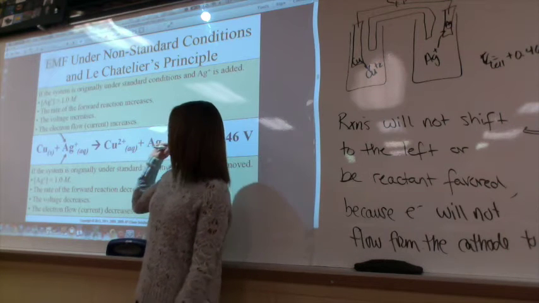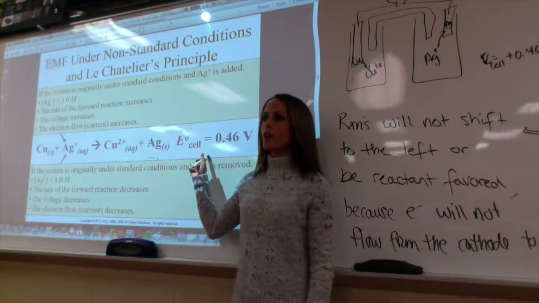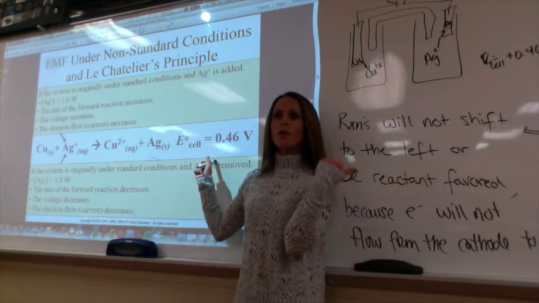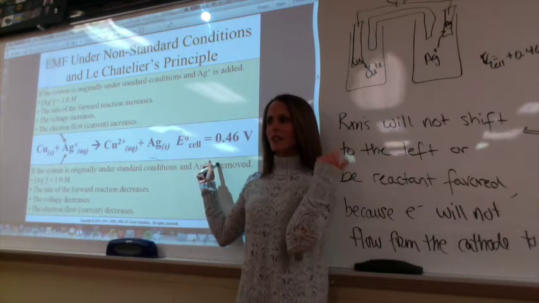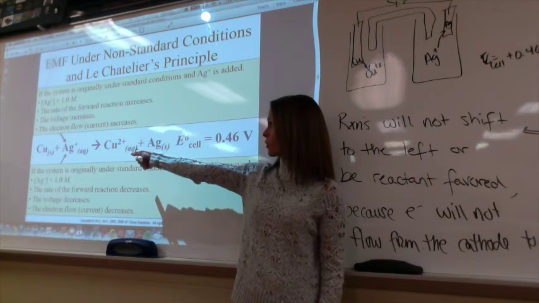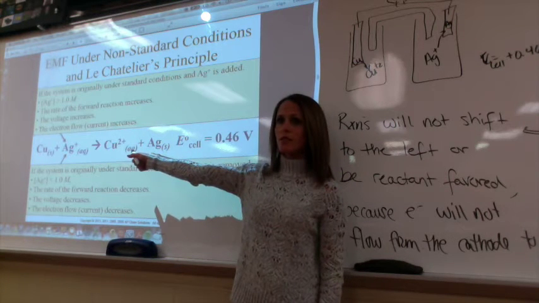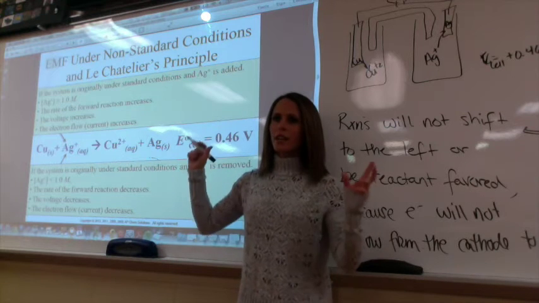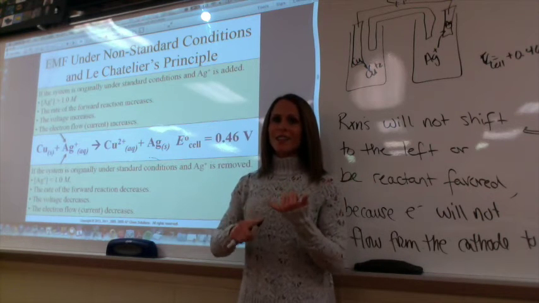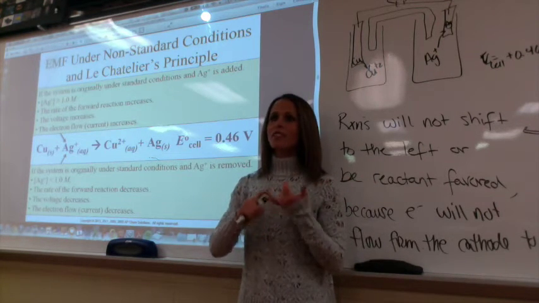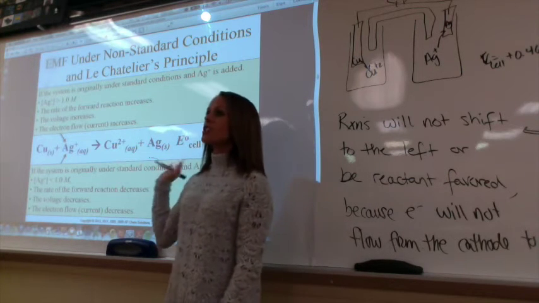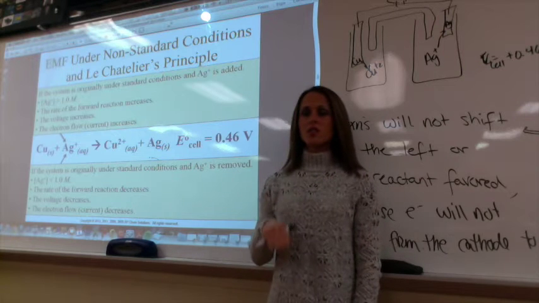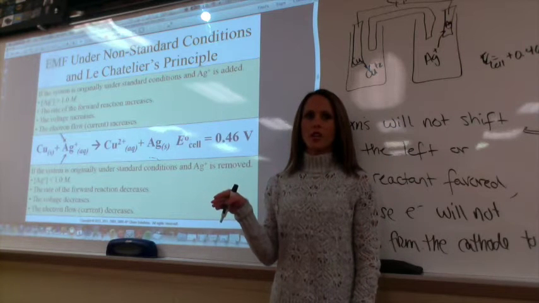If voltage is a direct product of the forward reaction, but the forward reaction is not going to occur now, it's going to technically slow down because you're removing some of your Ag+. So we're not going to say it's reactant favored, and we're not going to say it drives left because it can't, but you can think of it like that because your forward reaction decreases, and therefore voltage decreases. So just think of it, what happens to the forward reaction only?